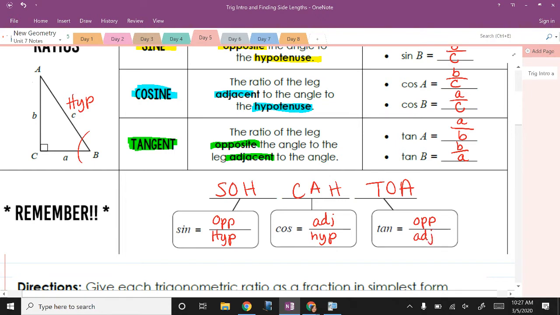ASAP. SOHCAHTOA. If you can't spell it correctly, you're not going to do any good. Sine is opposite over hypotenuse. Cosine is adjacent over hypotenuse. Tangent is opposite over adjacent.